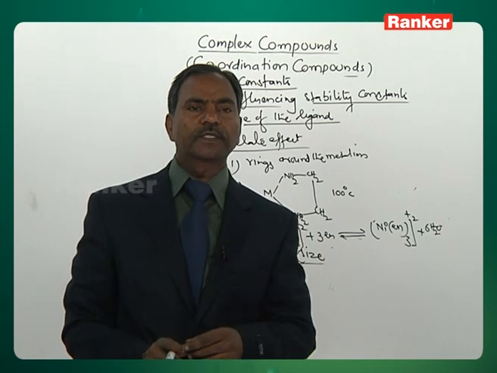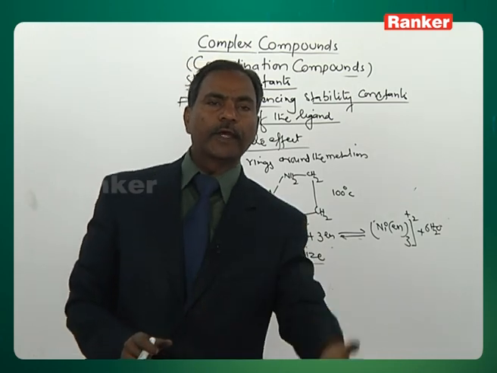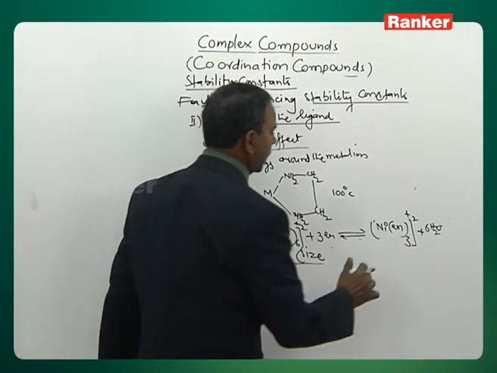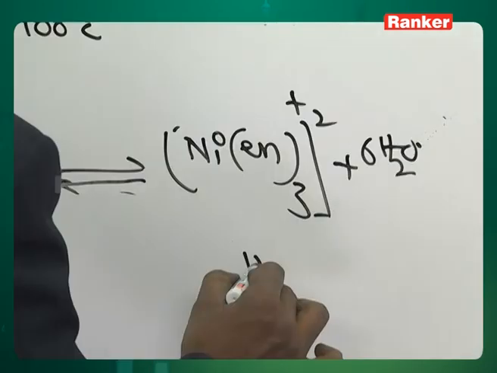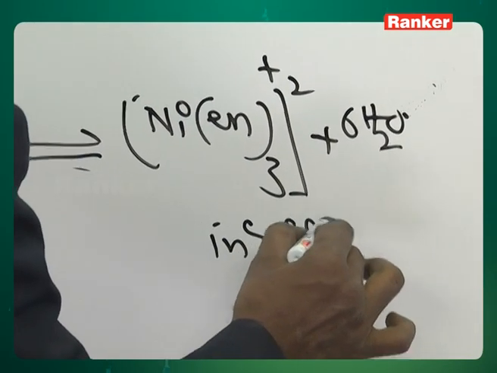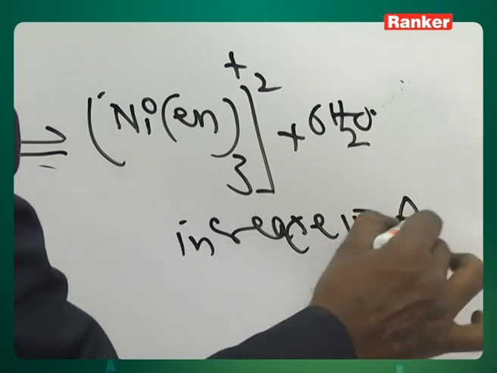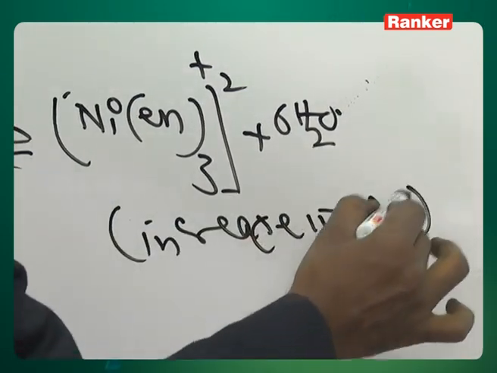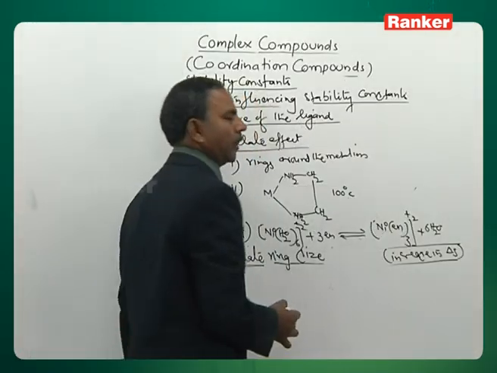in the direction of formation of the complex, there will be an increase in entropy. Delta S is increasing here. There will be an increase in entropy.